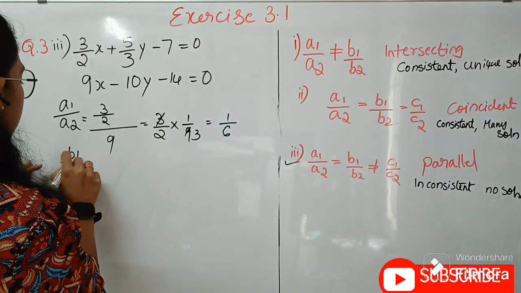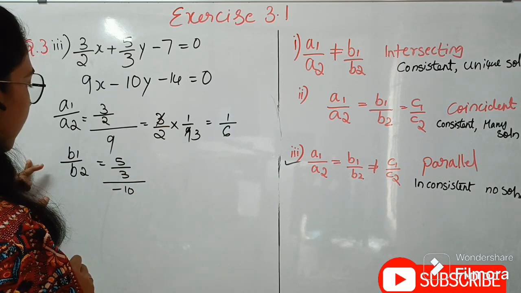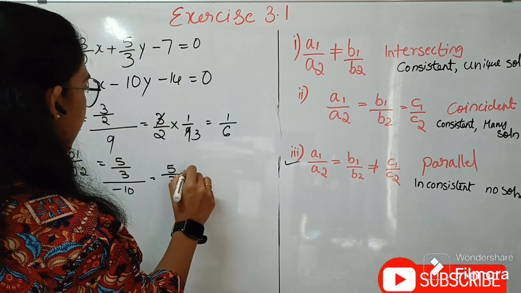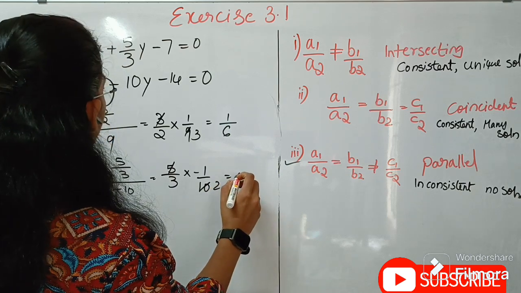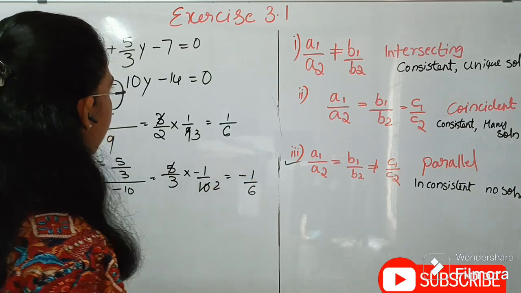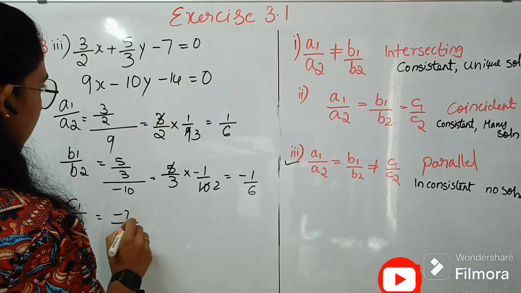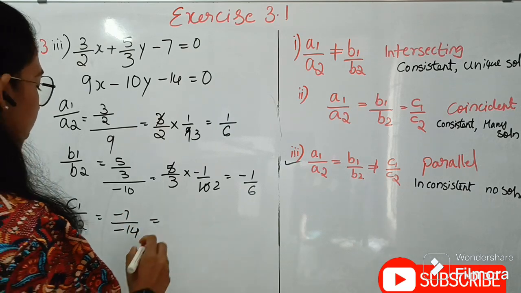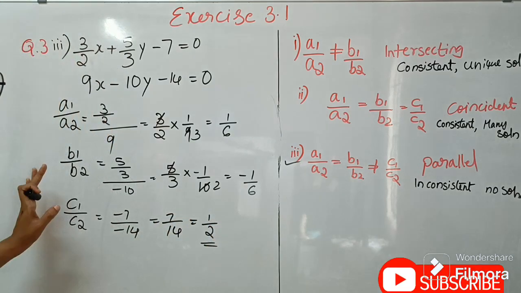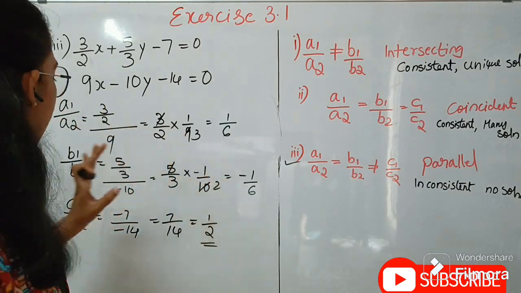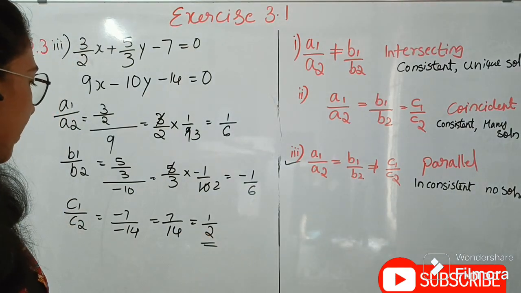Then what is b1/b2? Which is equal to (5/3) divided by −10, which is equal to 5/3 times −1/10, which is equal to −1/6. Then what is c1/c2? Which is equal to −7 divided by −14, which is equal to 1/2. So a1/a2 is equal to 1/6, b1/b2 is equal to −1/6, and c1/c2 is equal to 1/2.